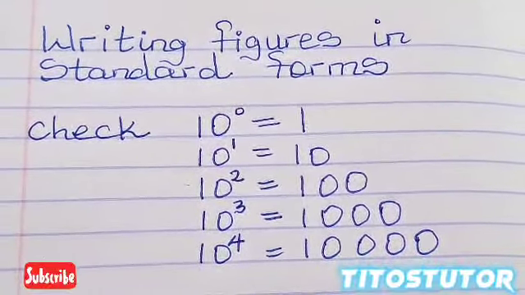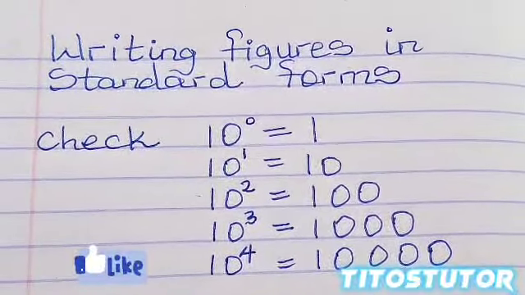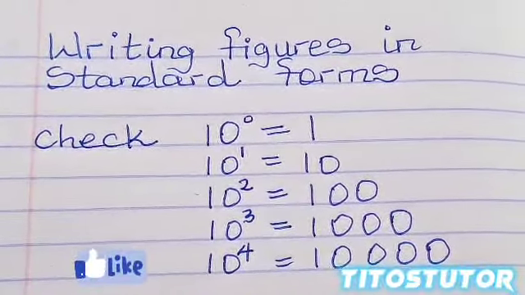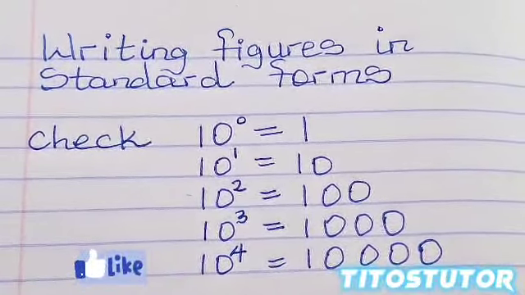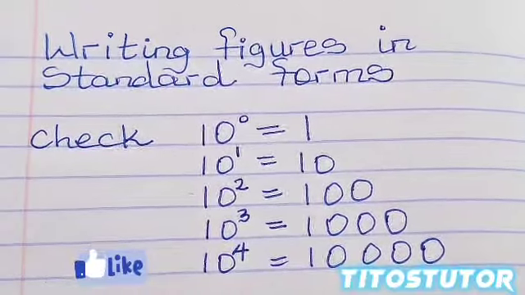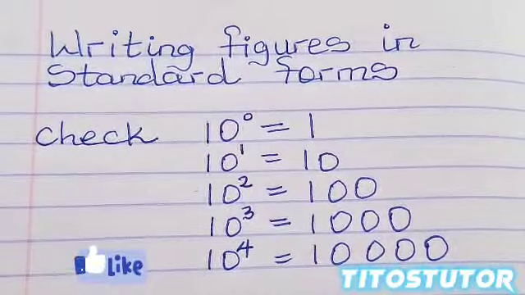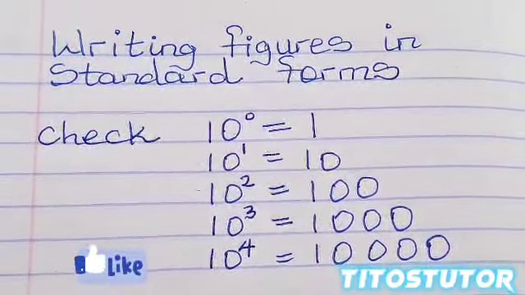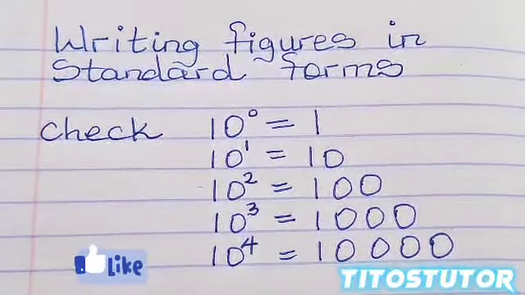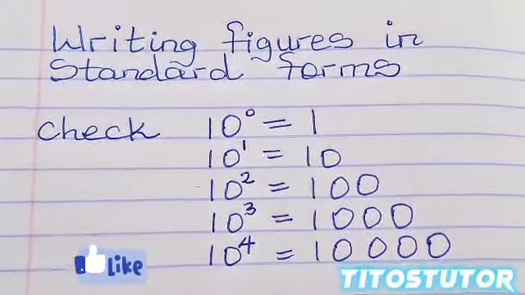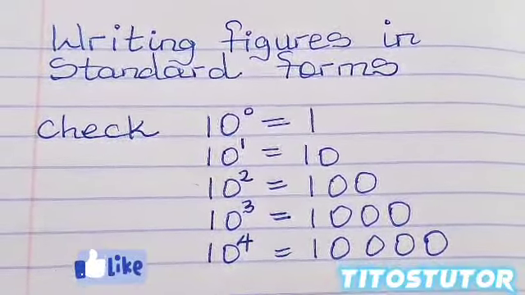In today's video, we're going to be talking about writing figures in standard form and writing figures in ordinary form: standard form to ordinary numbers, and ordinary numbers to standard form. What is standard form of writing, you may ask? Standard form is a way of writing large and very small figures as a power of 10.